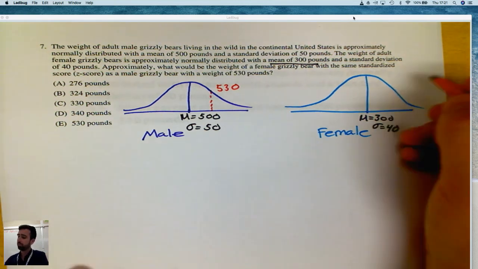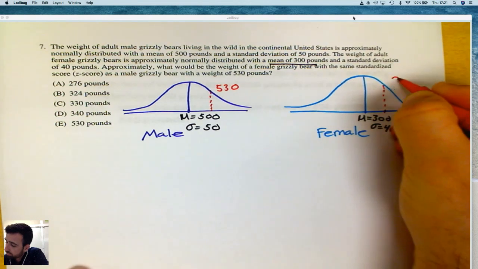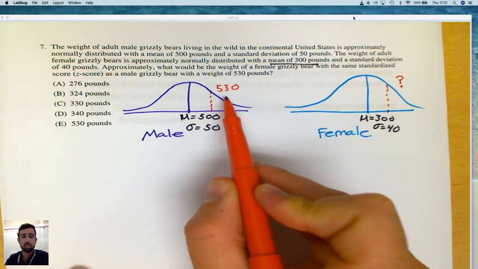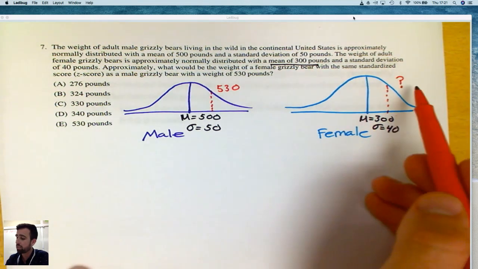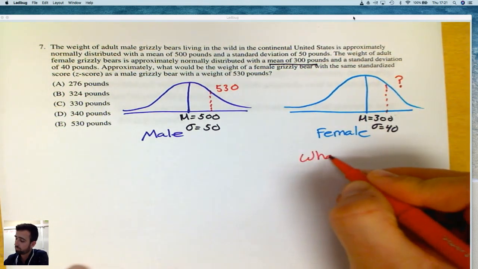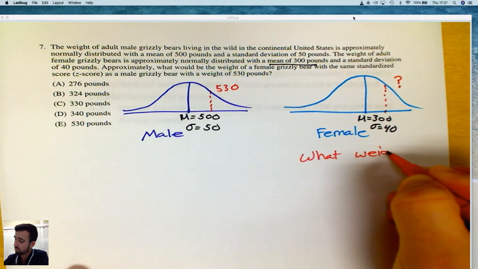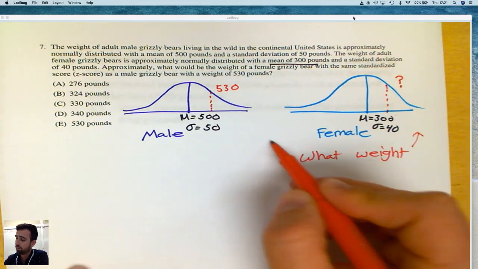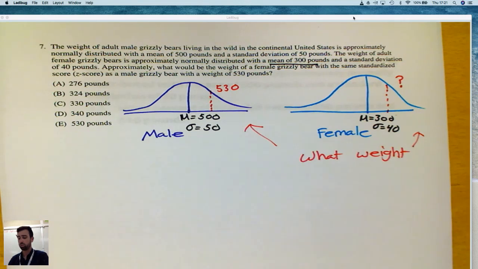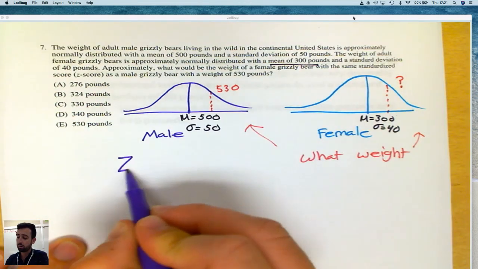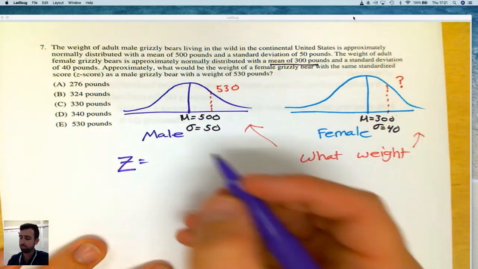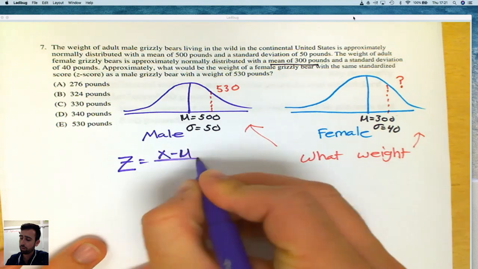And we want to know, hey, what score would give us the same z-score as this, right? So what weight would give us the same score here as here? So what we have to do is, again, find that z-score. We actually already did the z-score for this in our last problem. That's why I put it there. But we'll do it again real quick.